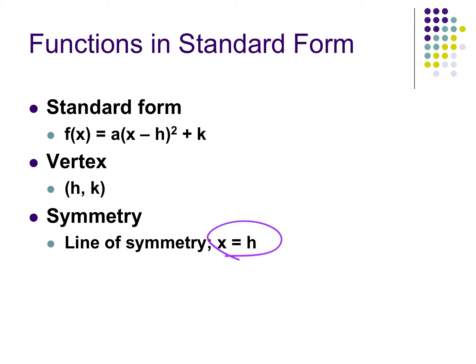And then the line of symmetry, your axis of symmetry, is x equals. It's always an x equals, because it's always a vertical line. It has to have x equals. You can't just give me the h. It's an equation. So it's x equals h.